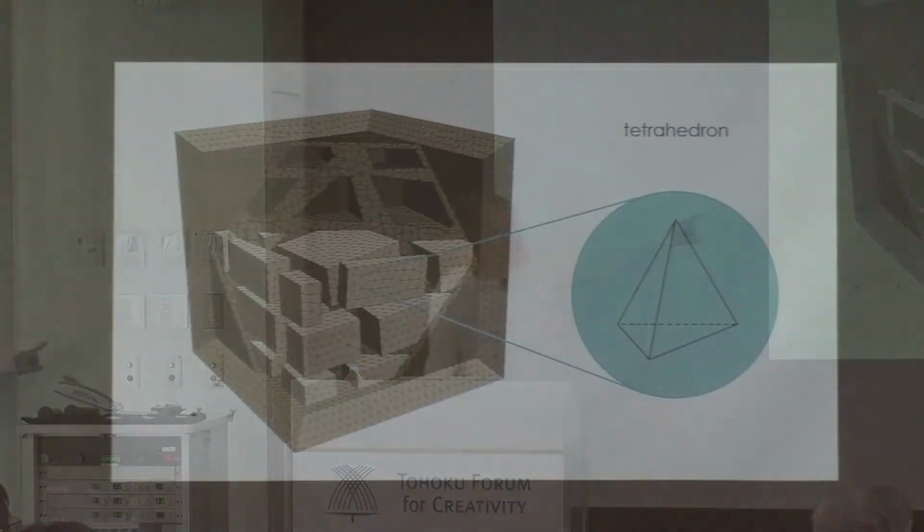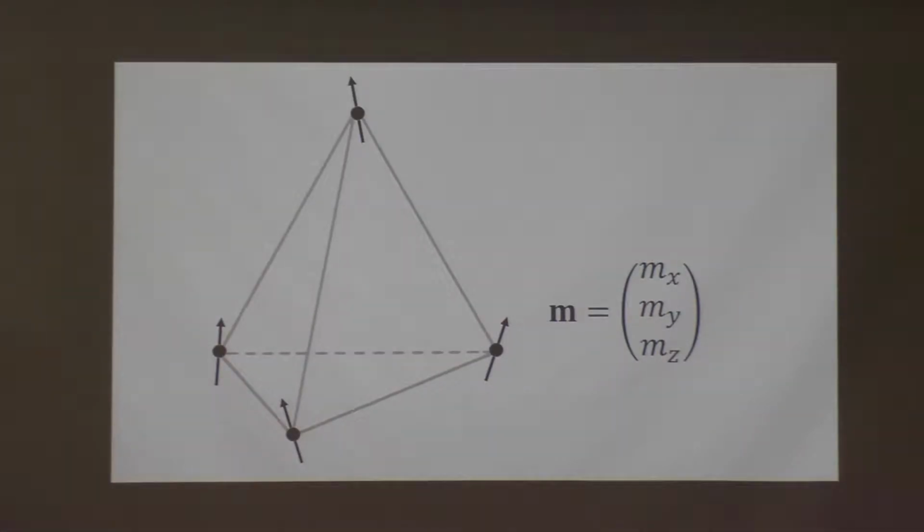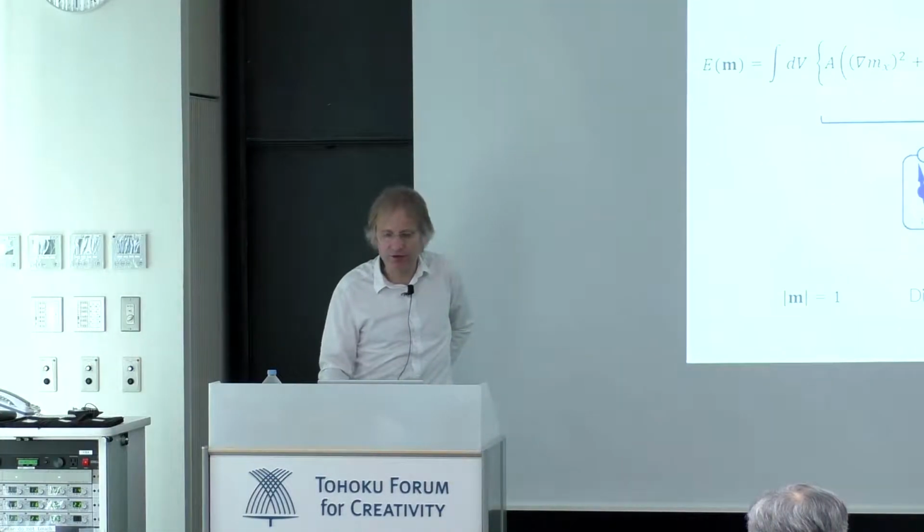So let's pick out one tetrahedron of this microstructure, and on this one tetrahedron we define magnetization vectors on the four corners of the tetrahedron. And if we know the magnetization vectors on these four corners of the tetrahedron, by linear interpolation we know the magnetization everywhere in space. Once we know the magnetization everywhere in space, we can write down the total energy of the system.